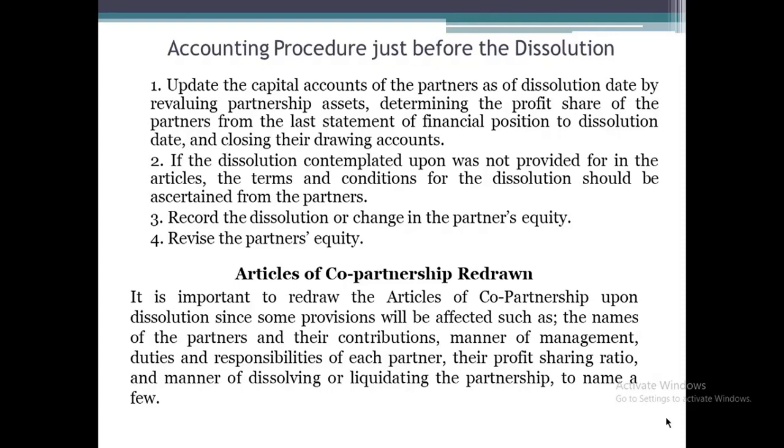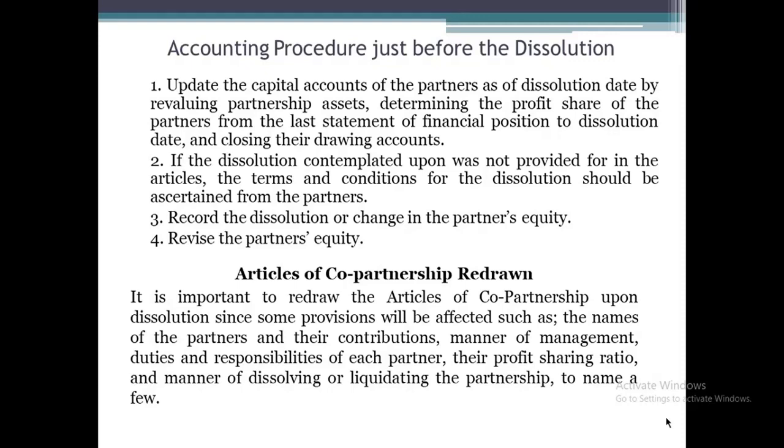So, articles of co-partnership redrawn. So, it is important to redraw the articles of co-partnership upon dissolution. So, ipag sabi natin redraw is parang revise. I-revise natin yung articles of co-partnership upon dissolution. So, like for example, may umalis na isang partner. Diba, doon sa articles of co-partnership provided doon yung mga pangalan ng mga partners, kung magkano yung capital contributions nila, kung sino yung magmamanage, kung sino yung general or limited partners, ayan, kung magkano yung sharing nila sa profit, kung ano yung manner of dissolving or liquidating the partnership.